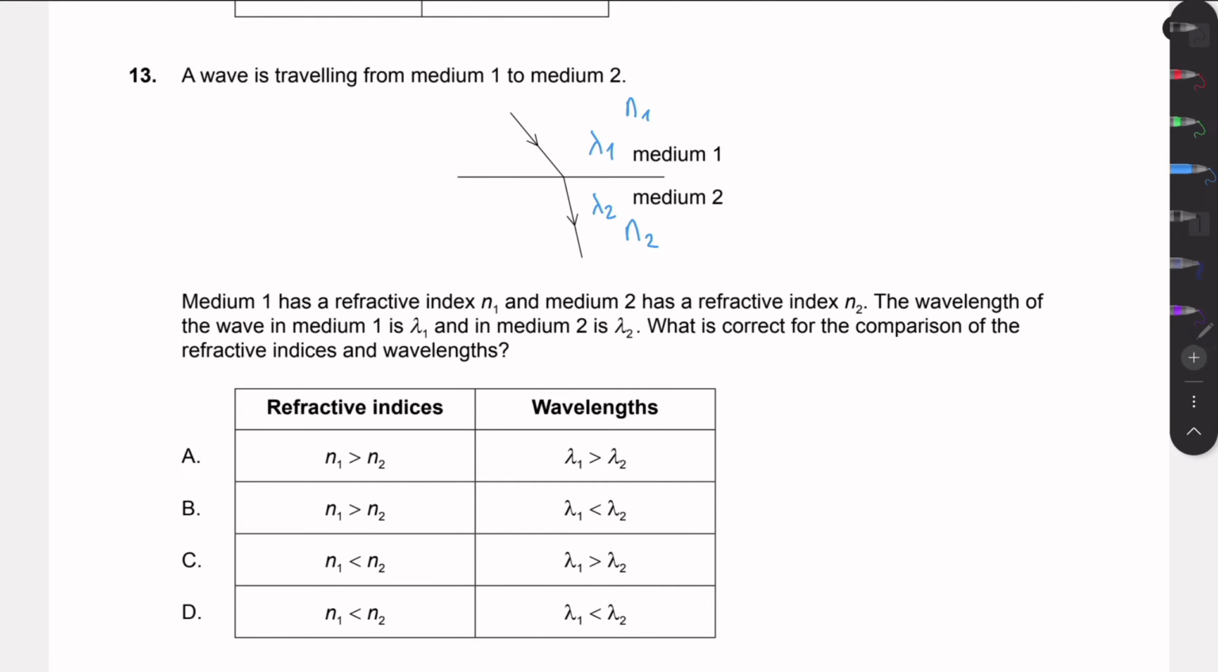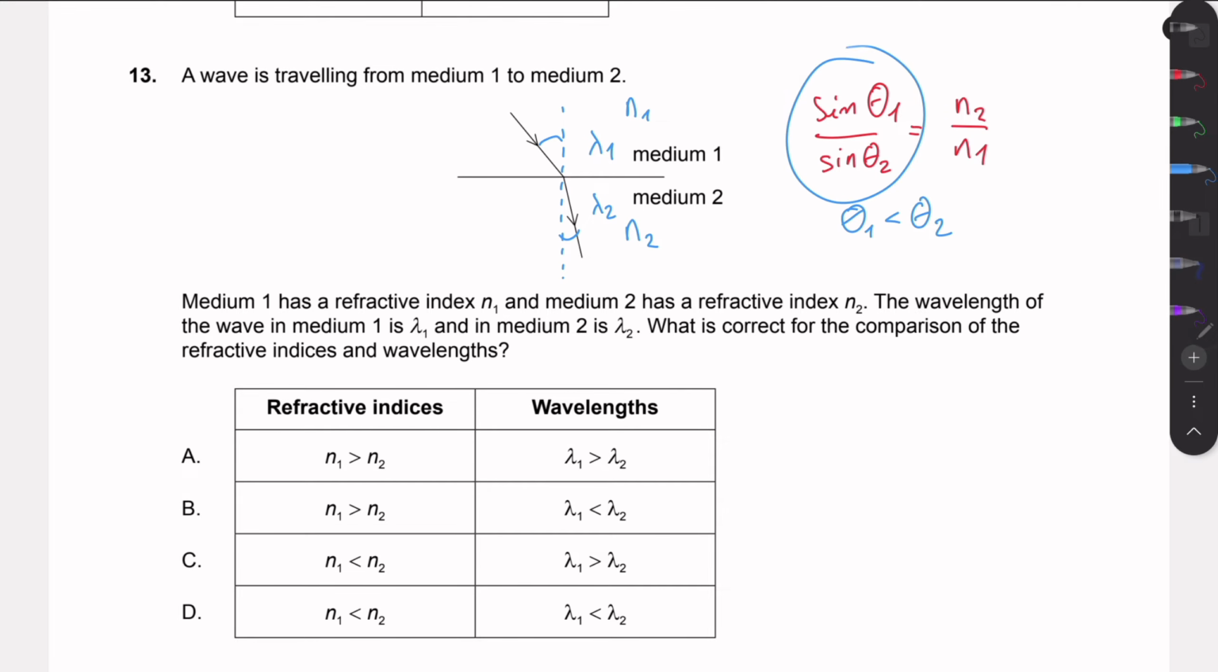so I usually like to start by drawing in this normal, as the angles are always measured in between the ray and this normal. So if we look at what Snell's law tells us, we will see that the sine of theta 1 over the sine of theta 2 is just n2 over n1. Here we can see that theta 2, so the angle in the second material, is smaller than in the first material. So this means that in this fraction, the denominator is larger.